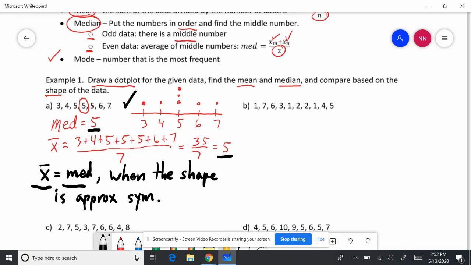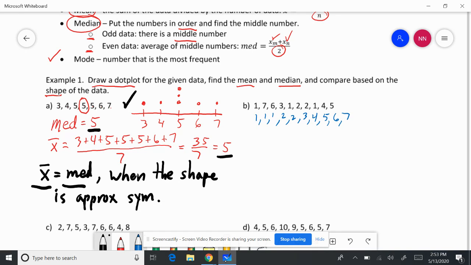Now for the second one, for letter B, first thing I'm going to do is put the numbers in order. So when I put the numbers in order, I have 1, 1, 1. I have 2, 2. I have 3 and 4, 5, and 6 and 7. Let's see how many I have. 1, 2, 3, 4, 5, 6, 7, 8, 9, 10.